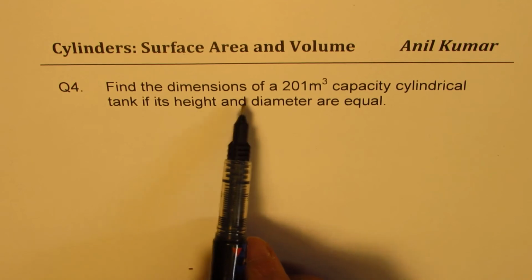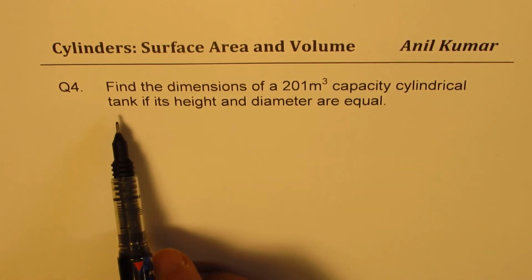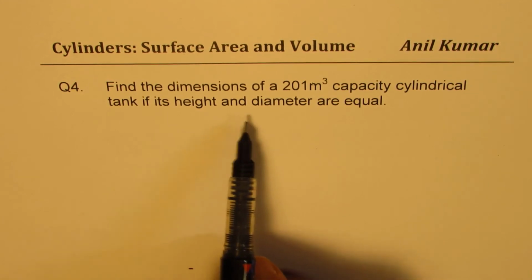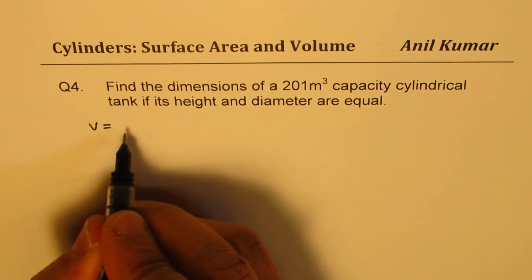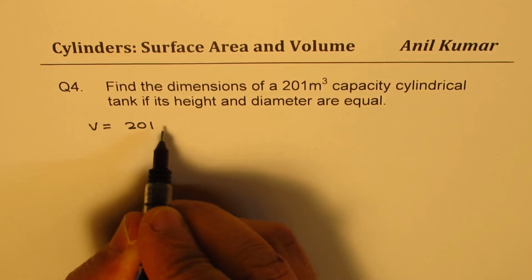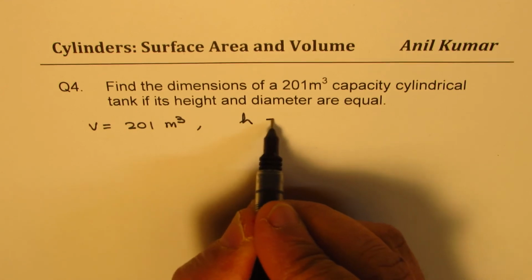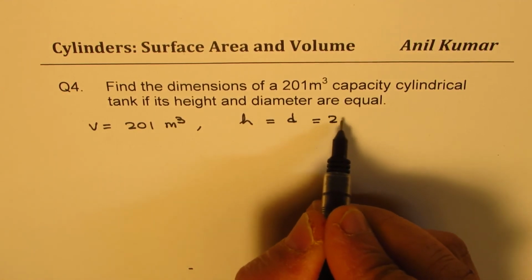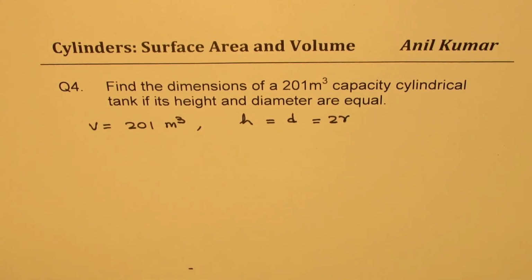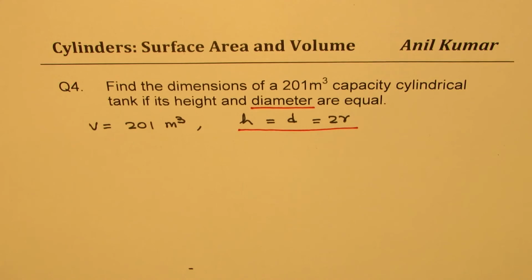Find the dimensions of a 201 meter cube capacity cylindrical tank if its height and diameter are equal, right? So we are given the volume as 201 meter cube, and we are given height equals diameter. Diameter is 2 times radius. That is what we are given. So that is the twist in the equation. Let us see how to solve this.